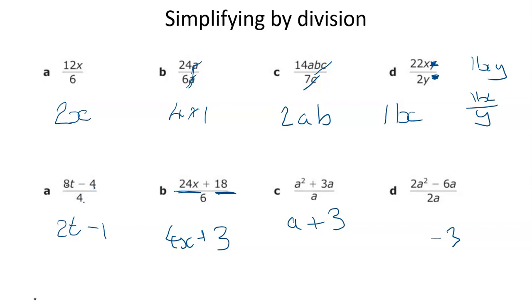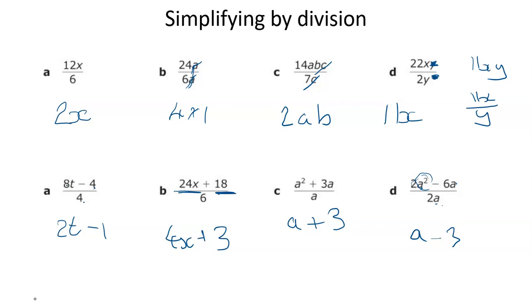And then there's an a in each of them. A squared there, a and a. So 2 a's there, 1 is left. An a there and an a there, both cancel. So it's just going to be a minus 3. Yeah, we don't need any denominator because the 2's evaporated and the a has.